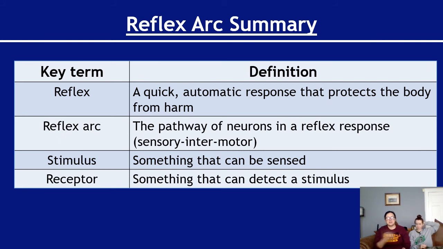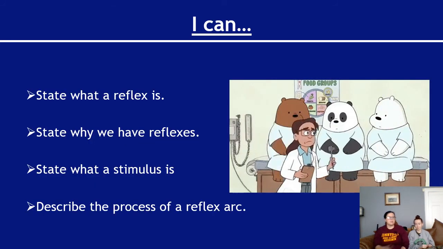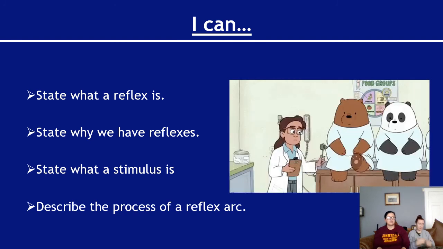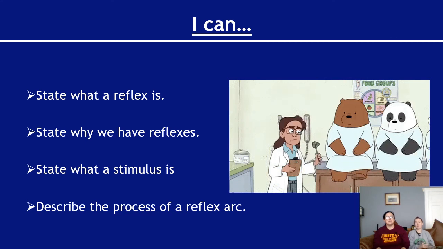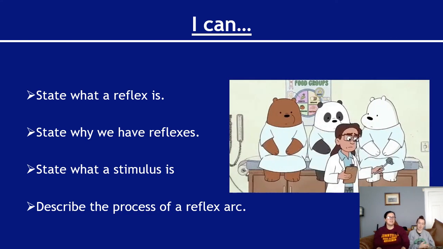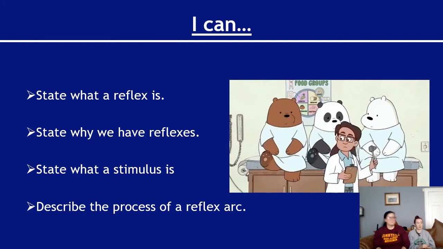Okay, so to summarize the entire reflex arc, a reflex is a quick automatic response that protects the body from harm. The reflex arc is the pathway of neurons that are involved in a reflex response. A stimulus is something that can be sensed. And a receptor is something that can detect a stimulus. Okay, so things that you should be able to do is state what the reflex is. The reflex is something that prevents the body from danger or harm. Okay, why do we have reflexes? To avoid danger or harm. What's a stimulus? A stimulus is something that basically causes a signal to be sent along your sensory neuron to say, I'm in pain.